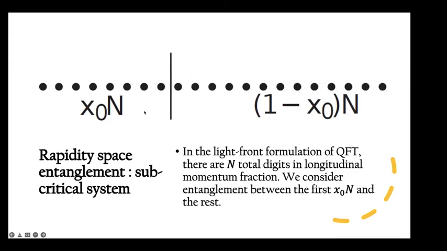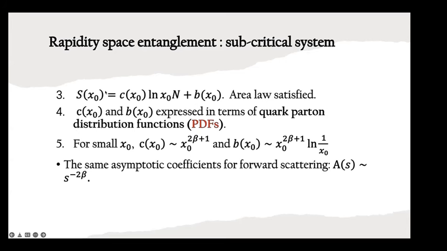And remember, this x naught times N is equivalent to the L when you're discussing the spatial entanglement. Then we found that this S of x naught is in fact expressed in terms of this formula. So there is a logarithmic dependence on the size of the system, but there is no power growth. Therefore, you would say this area law is trivially satisfied for this rapidity space entanglement between different momentum fractions.